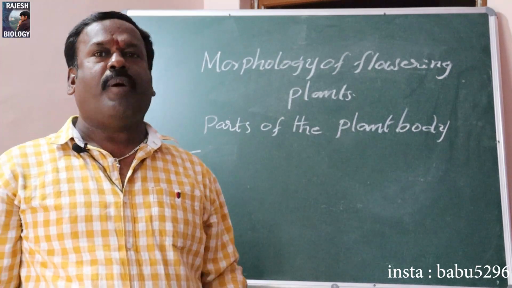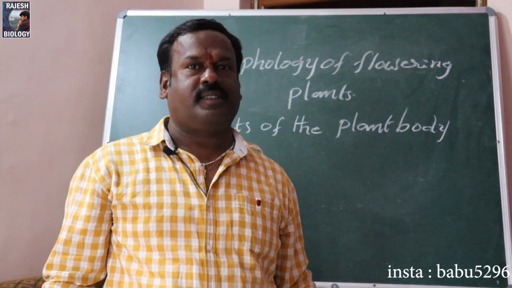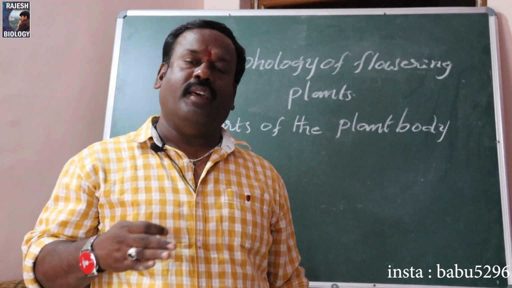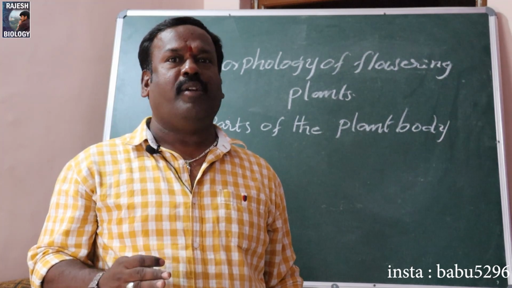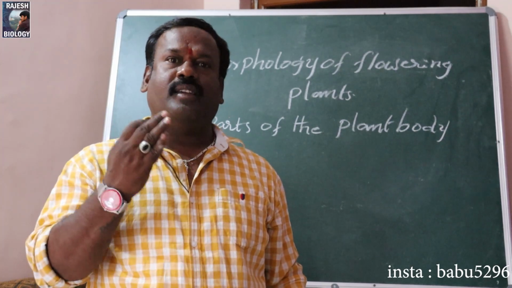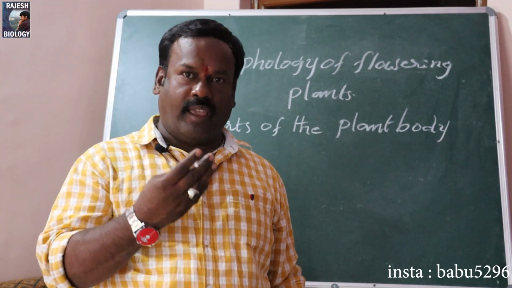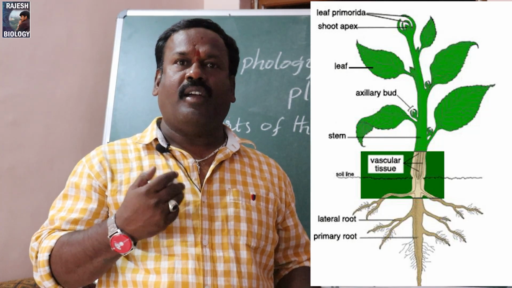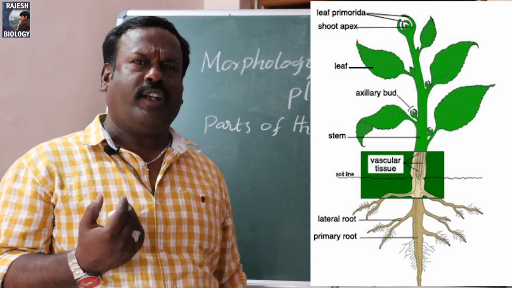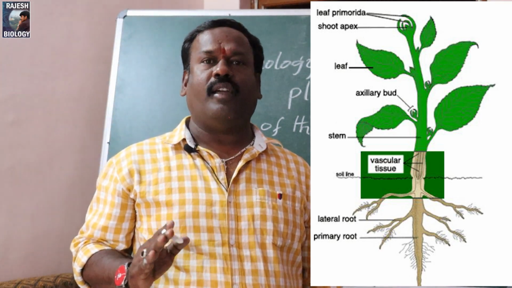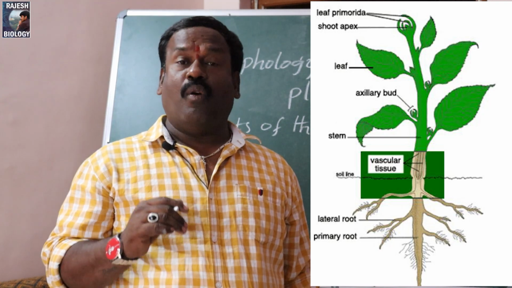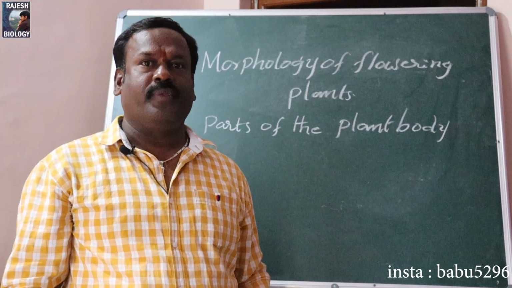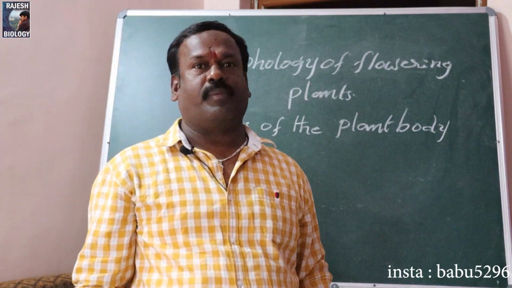What are vegetative parts? The definition: except flower, any remaining parts of the plant body are known as vegetative parts, either root, stem, leaf and branches, whatever. All these are called vegetative parts. What is floral? Floral means the reproductory organ of the plant body, that is flower.